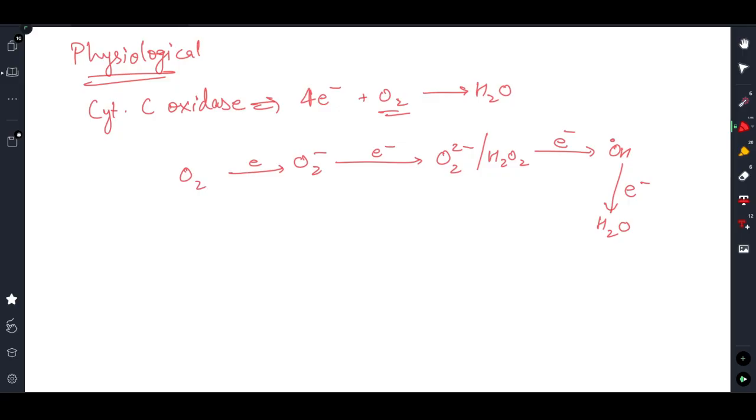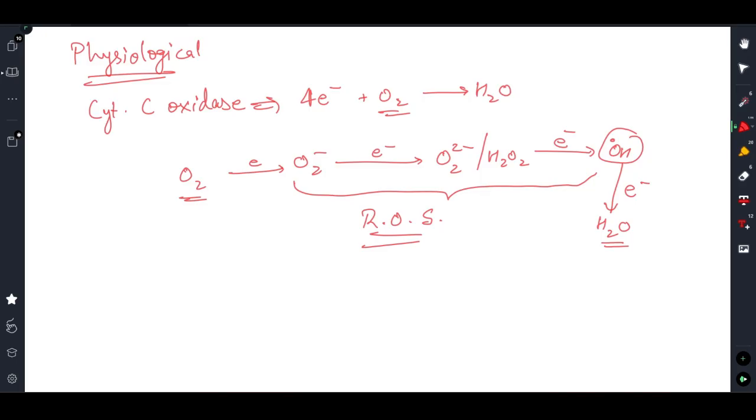Now in this entire reaction, the oxygen molecule is quite stable, and the water molecule is quite stable. But the intermediate products are highly reactive, and hence they are referred to as reactive oxygen species. You can see a free radical being generated here. So this is how free radicals are generated physiologically within the body, and it happens mainly during oxidative phosphorylation.